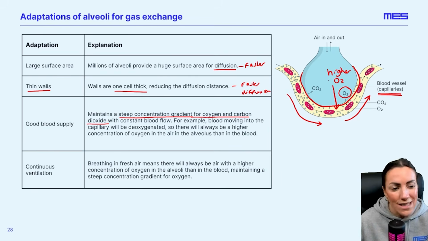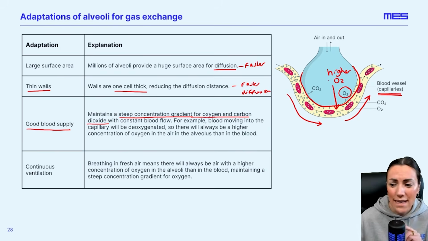So there's always going to be a higher concentration of carbon dioxide in the blood, in the capillary, than in the alveolus, which means that carbon dioxide will continue to diffuse out of the blood and into the alveoli. What we say in the exam is the fact that there is a good blood supply maintains the concentration gradient for oxygen and carbon dioxide. So equilibrium is never reached. Diffusion is always going to take place.